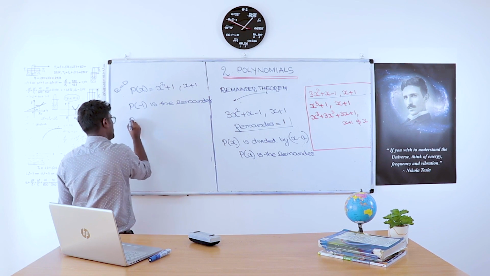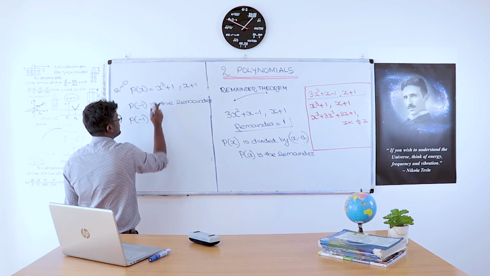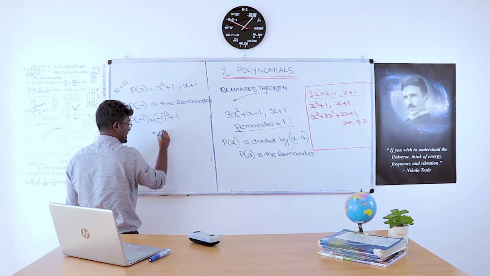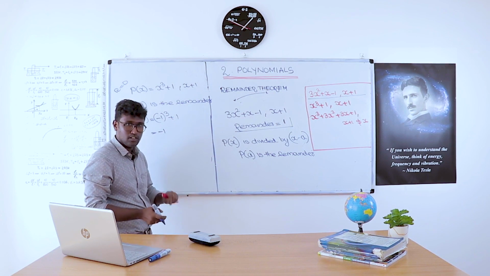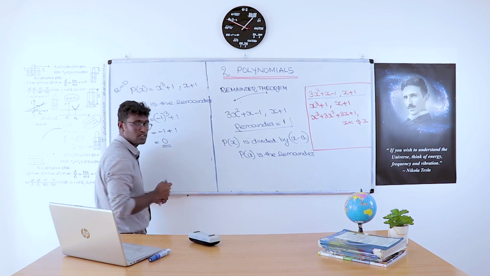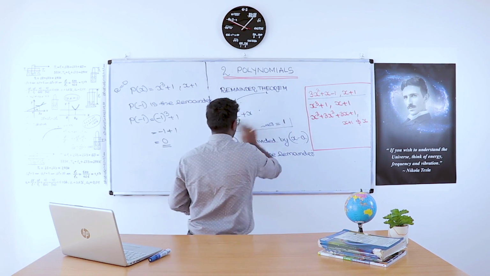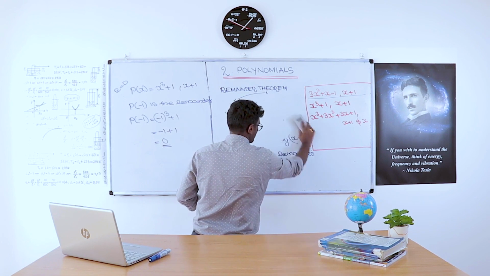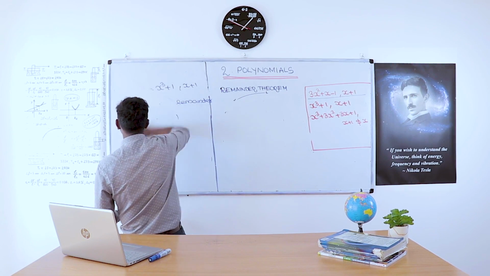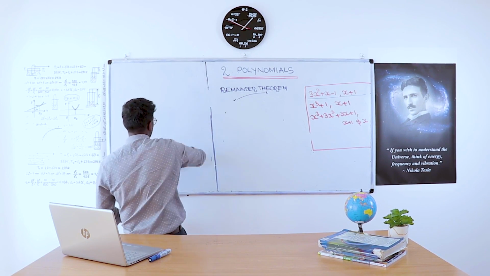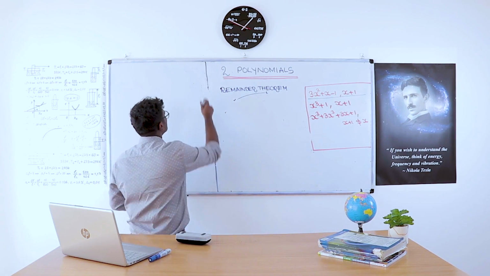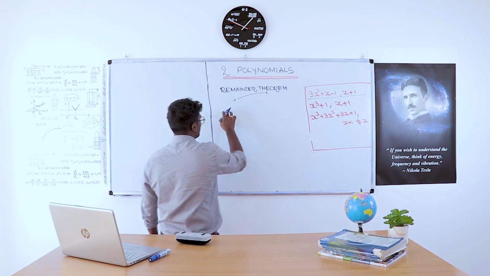Then p of minus 1 equals minus 1 the whole cube plus 1. Minus 1 the whole square is 1. Minus 1 the whole cube is minus 1, plus 1. That is equal to 0. So the remainder is 0. So next, one more problem is added.